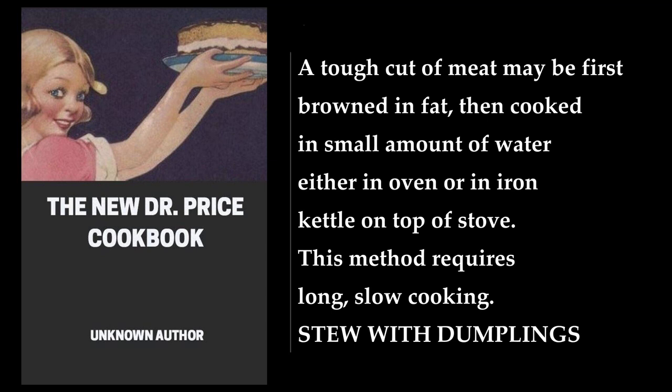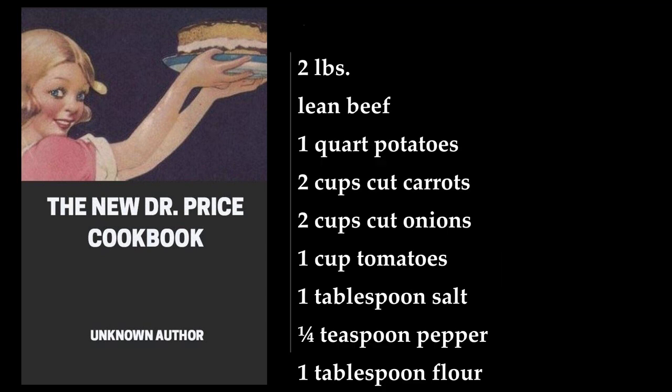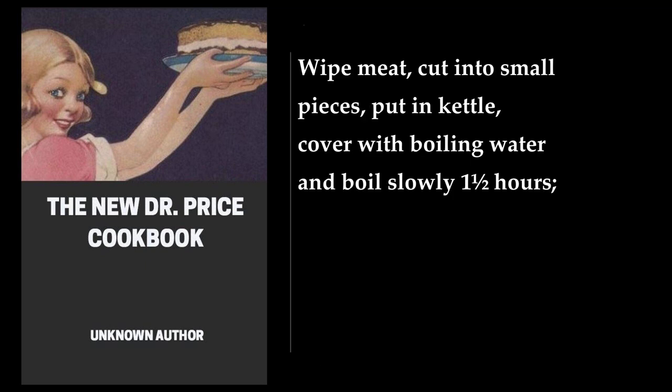Stew with dumplings. 2 pounds lean beef, 1 quart potatoes, 2 cups cut carrots, 2 cups cut onions, 1 cup tomatoes, 1 tablespoon salt, 1/4 teaspoon pepper, 1 tablespoon flour, 2 tablespoons chopped parsley. Cut the meat into small pieces and put in kettle.